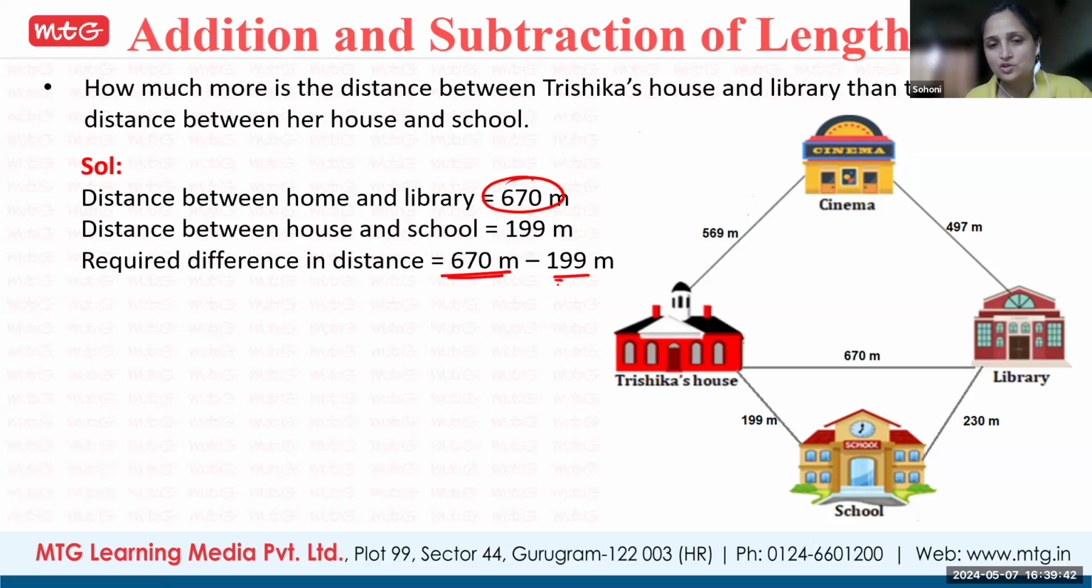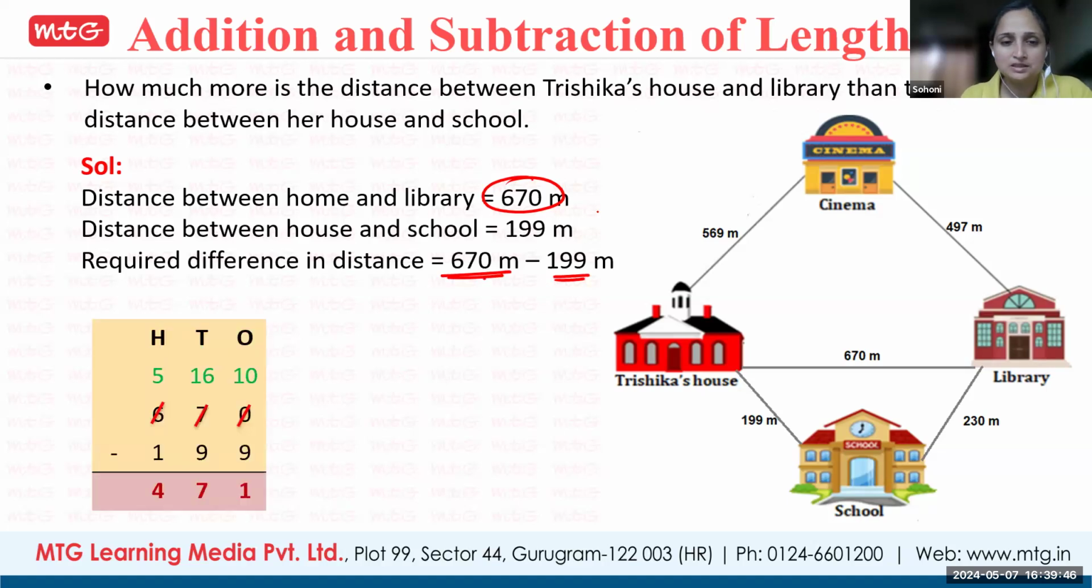So if you subtract the smaller number from the larger number, we can find the distance that is more. So house and library is more, but how much? 471 meters more.